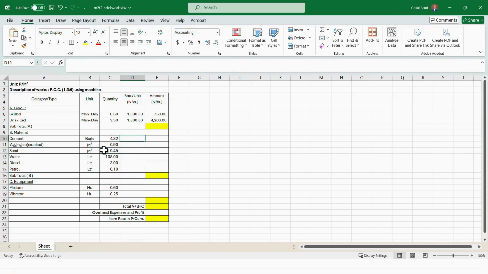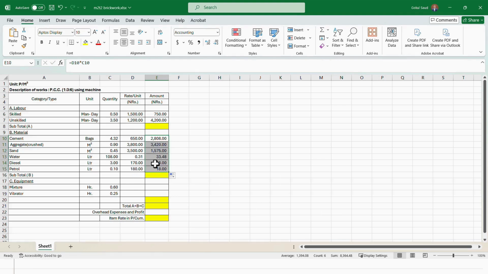And now let's fill the rates. The rate for the cement, let's take 650 per bag. For the aggregate, let's take 3800, and for the sand, let's take 3500. For the water, we will take 30 paisa, and for the diesel per liter, I will take 170, and for the petrol, I'll take 180. Now I got the rate and the quantity. I'll just get the amount, rate times quantity, enter. Now let me just drag this. Now I need to add this up also.